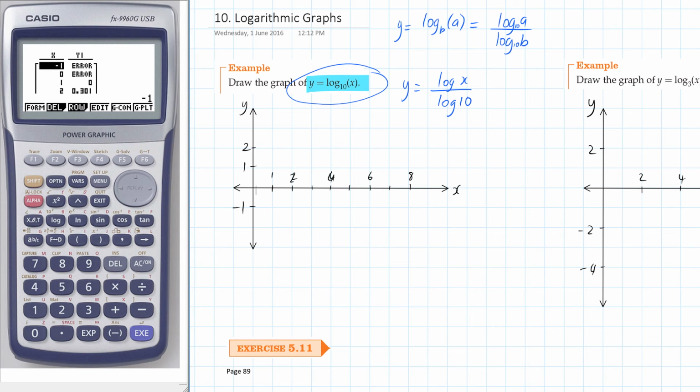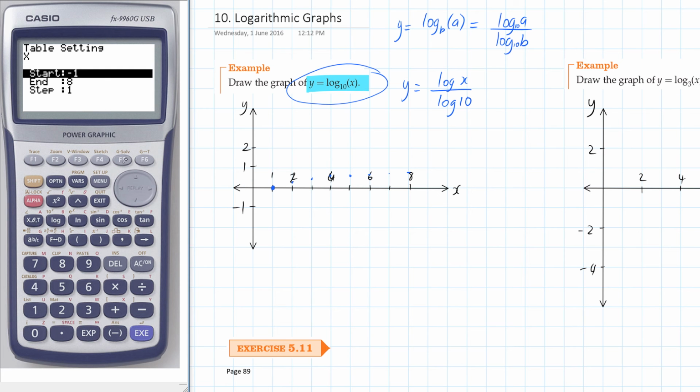So the first point that our table gives us is at 1 we've got 0, and we've got 0.3, 0.4, 0.6, 0.7ish, and if we just skip through to 9, by the time we get to 9 we're up to about 0.9.